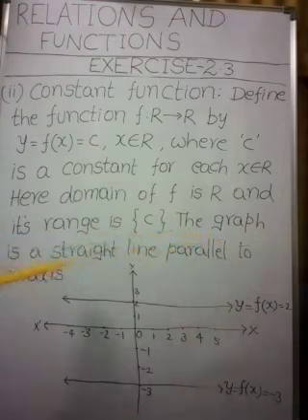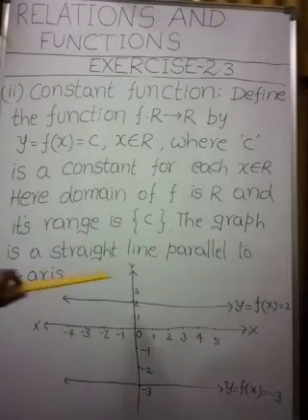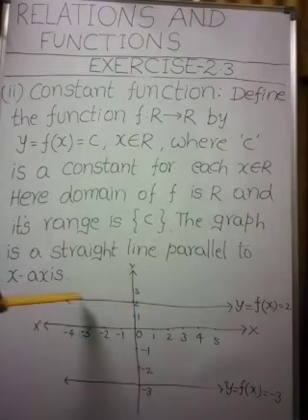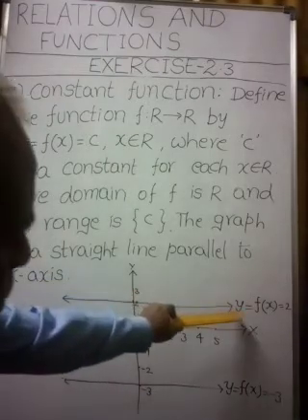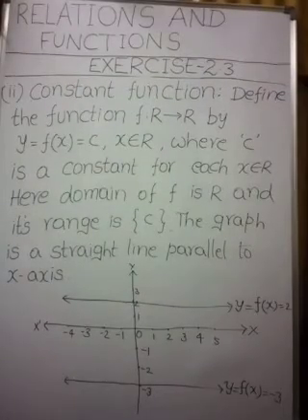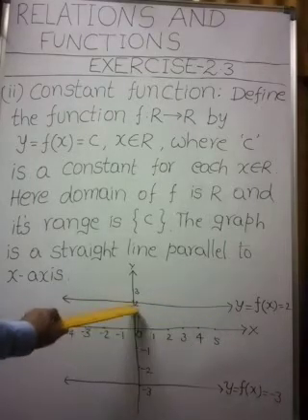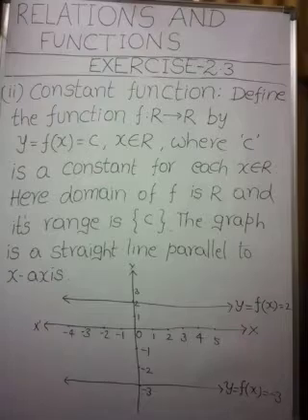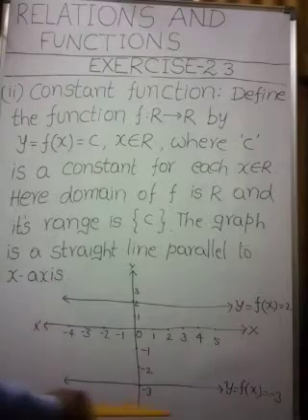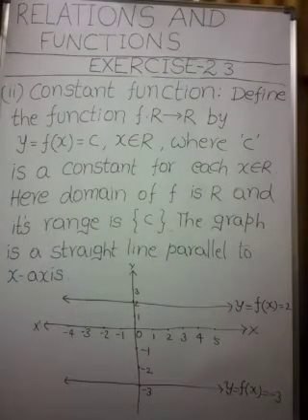The graph is a straight line which is parallel to x-axis. This is the graph of a constant function. Suppose y is equal to f of x is equal to 2. It is a constant function. The graph of this constant function is parallel to x-axis and it is at a distance of 2 units from the origin. Similarly, here y is equal to f of x is equal to minus 3. It is also a constant function, no variable.